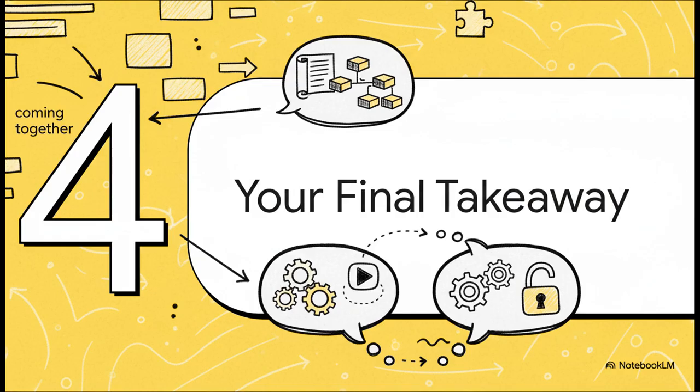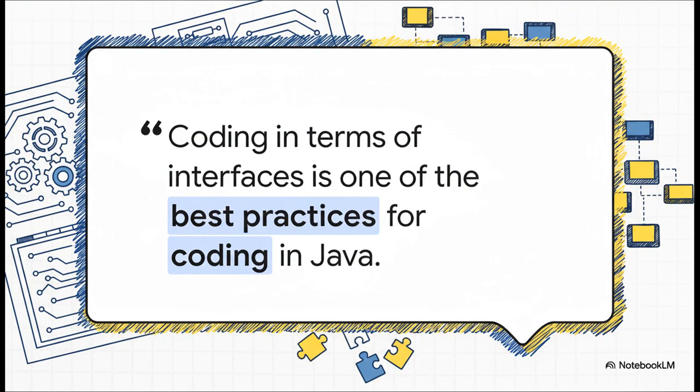All right, so where does that leave us? Let's wrap this up and get to your final takeaway. How should you be thinking about this choice in the code you write today? This quote right here really nails it. Coding in terms of interfaces is one of the best practices for coding in Java. And what that really means is you should think about your system in terms of what an object can do, its contract, not what it is. When you do that, your code just naturally becomes more flexible, easier to test, and less tangled up.